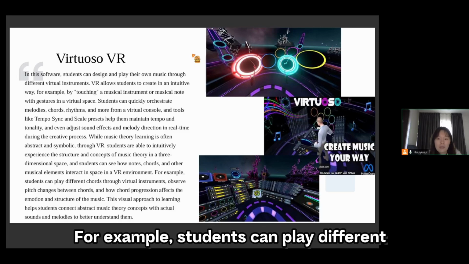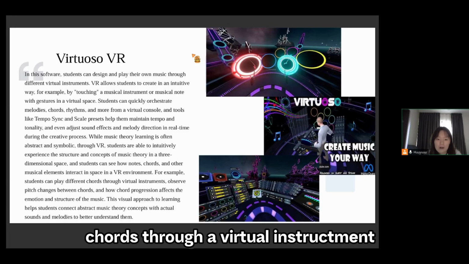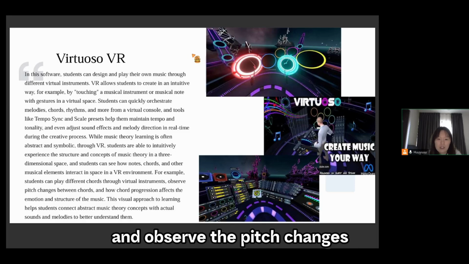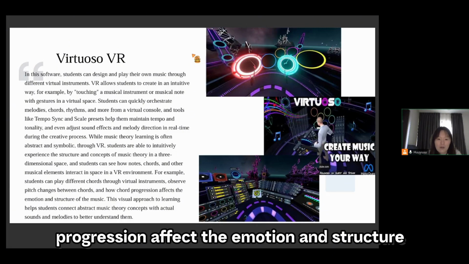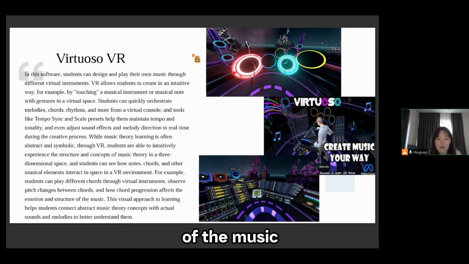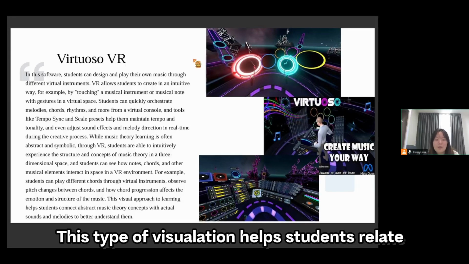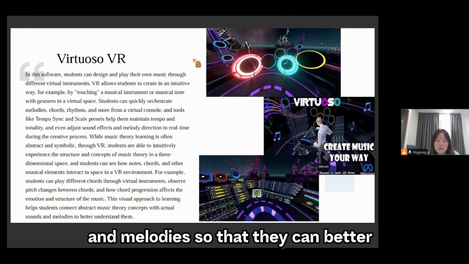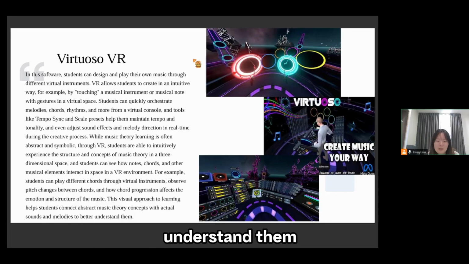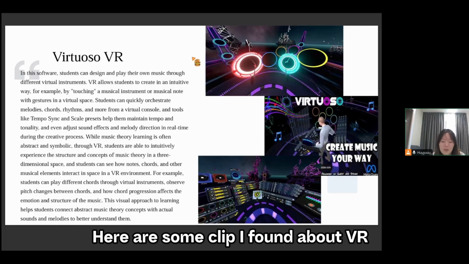For example, students can play different chords through a visual instrument and observe the pitch changes between chords and how the chord progression affects the emotion and structure of the music. This type of visualization helps students relate abstract music theory concepts to actual sound and melodies so that they can better understand them. Here are some clips I found about VR.